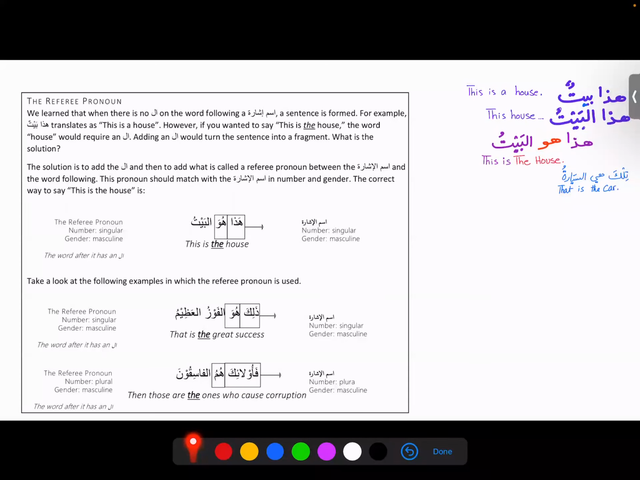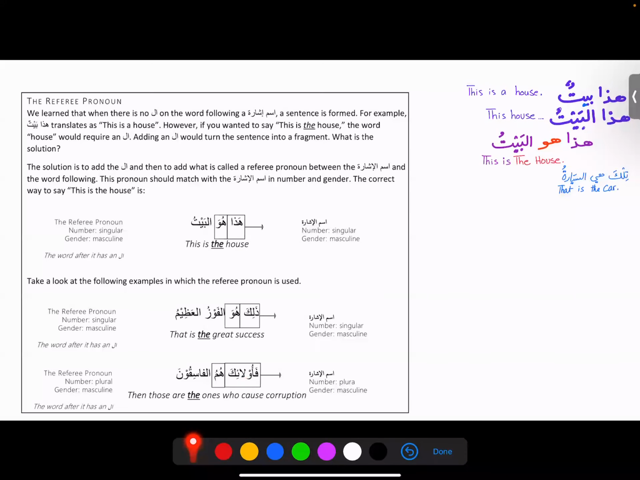And now, since we are making it specific, those are the ones who cause corruption, right? So now the referee pronoun should come accordingly. So ulaika, we said that this is plural, this is masculine. So we are going to bring humul over here. Faulaika humul fasiqun. Those are the ones who cause corruption. Clear? Make sense?